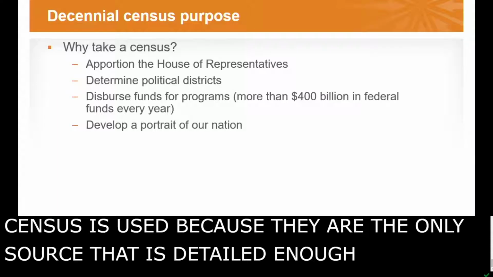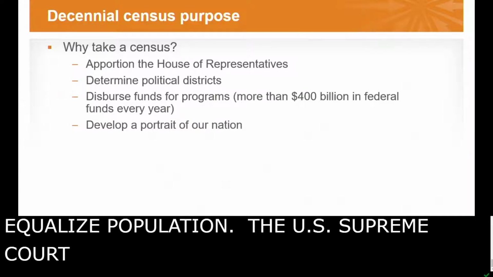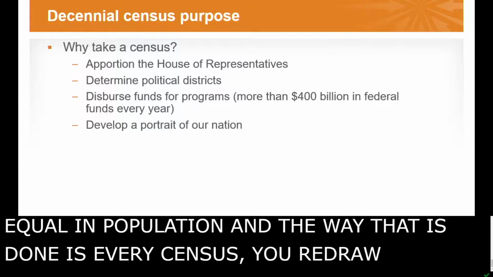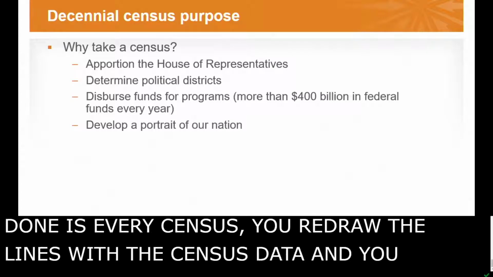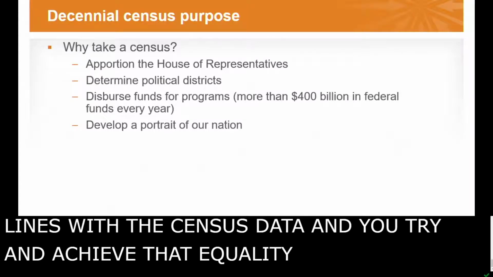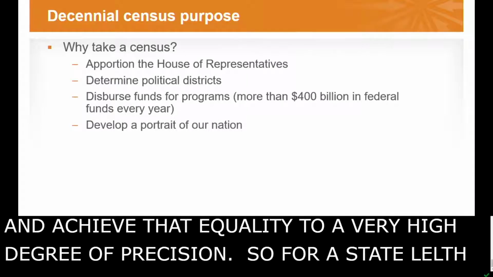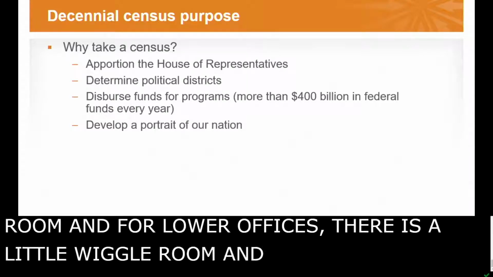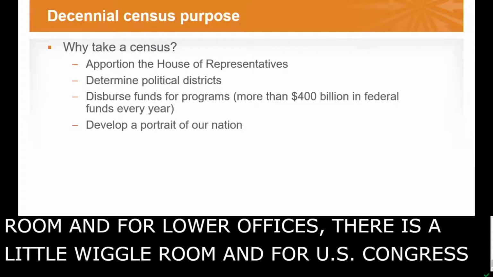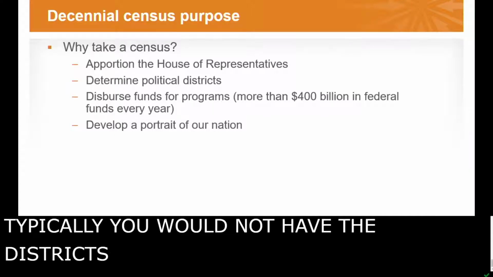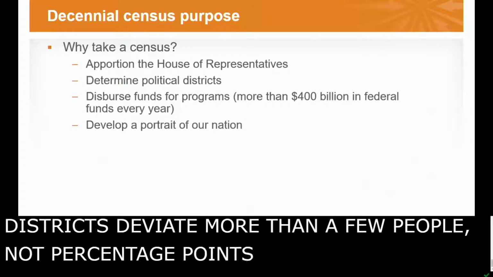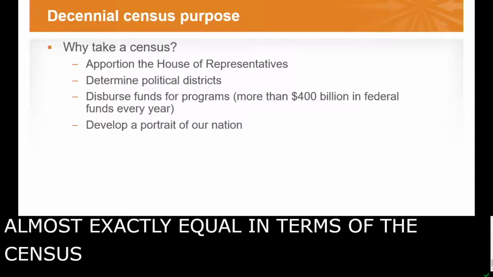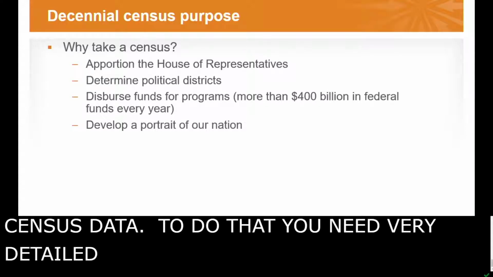So the US Supreme Court has mandated that districts be equal in population, and the way that that is typically done is at every census, you redraw the lines with the census data, and you try and achieve that equality to a very high degree of precision. So for state legislative seats, there's a little bit of wiggle room, and for lower offices, there's a little bit of wiggle room. For US Congress, typically you wouldn't have the districts deviate more than a few people. Not percentage points, but people, individual people. So you try and get it almost exactly equal in terms of the census data. To do that, you need very detailed geographic estimates of population, and that comes from the census.